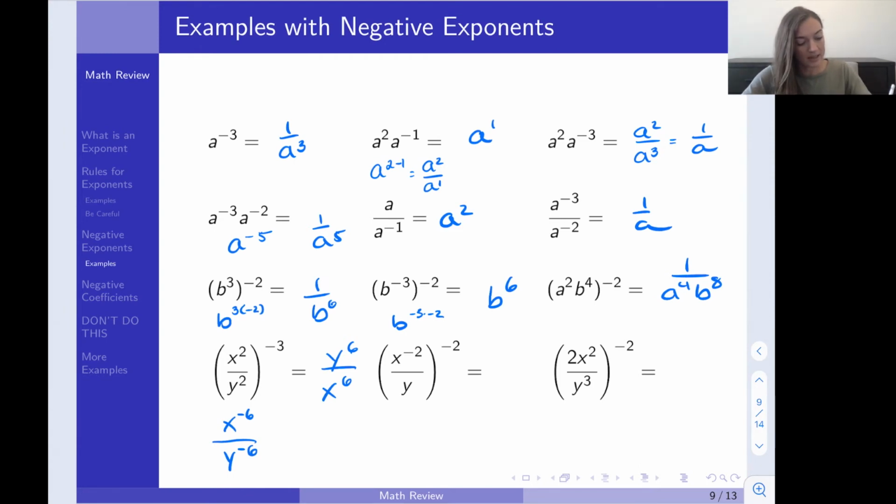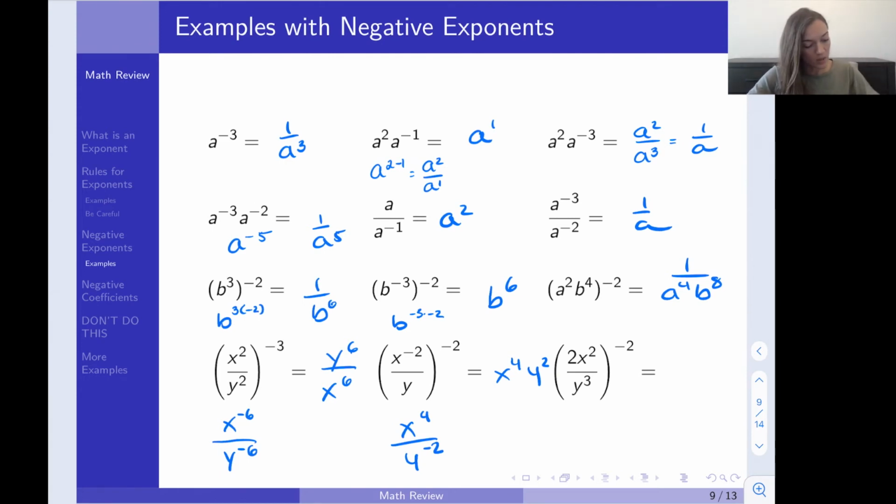Now we have x to the negative 2 over y, all raised to the negative 2. So we have x to the positive 4 from the negative 2 times negative 2. And then we have y to the negative 2 on the bottom. And we know that y to the negative 2 in the denominator is the same as y squared in the numerator. So we just have x to the 4 times y squared.